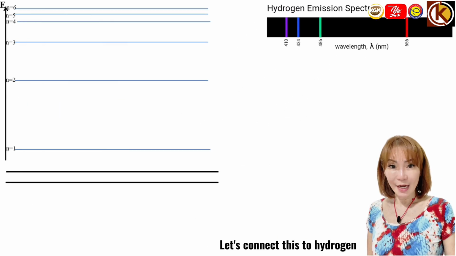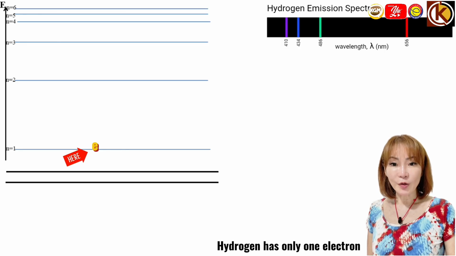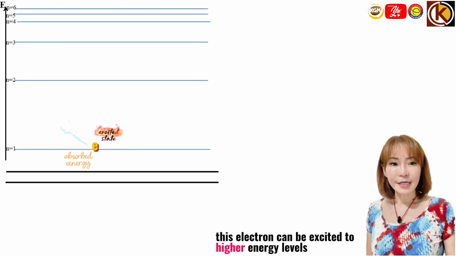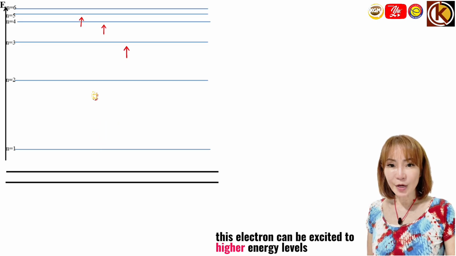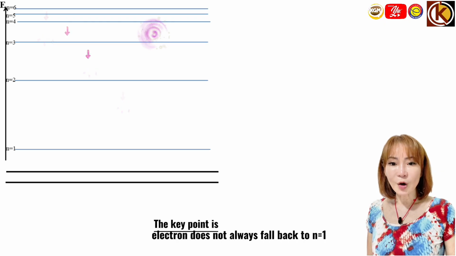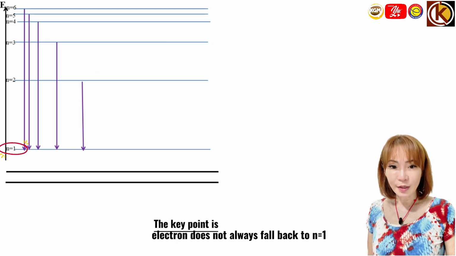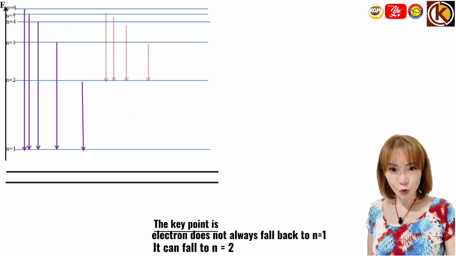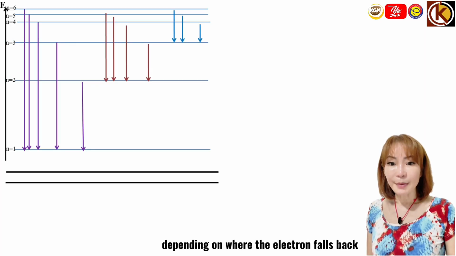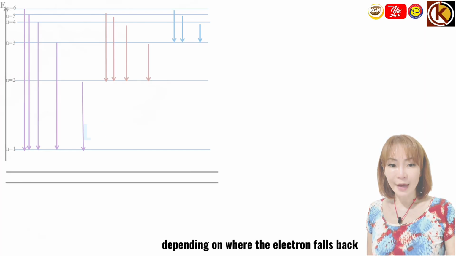Let's connect this to hydrogen. Hydrogen has only one electron, but when it is given energy, this electron can be excited to higher energy levels. When the electron loses energy, it returns to lower levels. The key point is, the electron does not always fall back to n equals 1. It can fall to n equals 2, n equals 3, or other lower levels, depending on where the electron falls back.